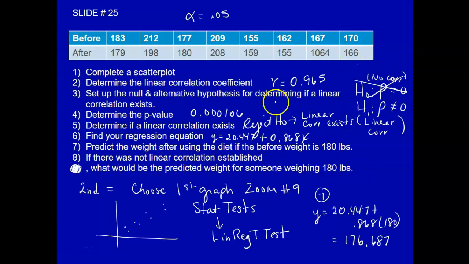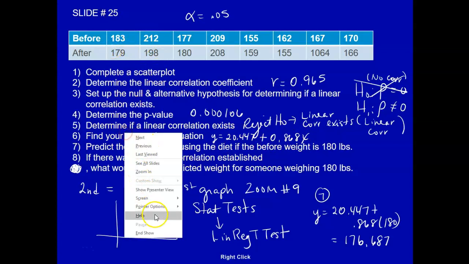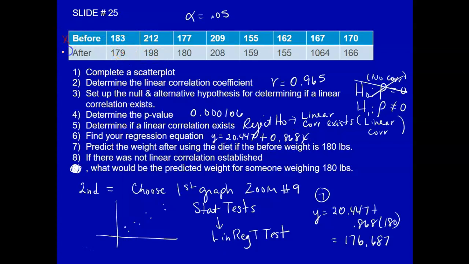So let's say we don't have a linear correlation that we've established. If we don't have a linear correlation, we cannot use our regression equation and make predictions. What we have to do is just look at averaging our y's. So we're going to come up here. These are our x's. These are our y's. So we're going to average these together.